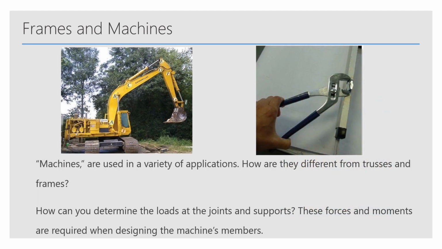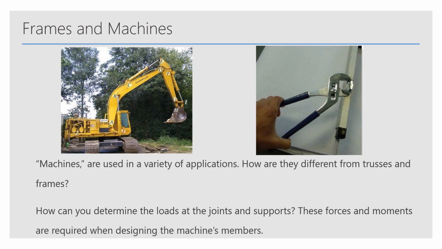Machines have a variety of applications. We see above that these are two different examples of machines. The question is, how are machines different from trusses? Well, here you're applying a force to create a force or change in another location. Trusses are usually used just as a support to keep things from moving.